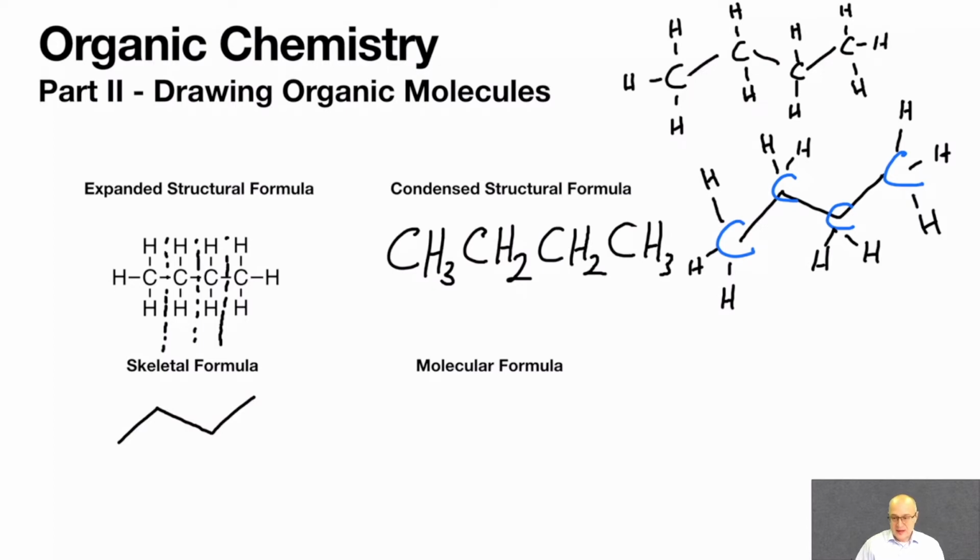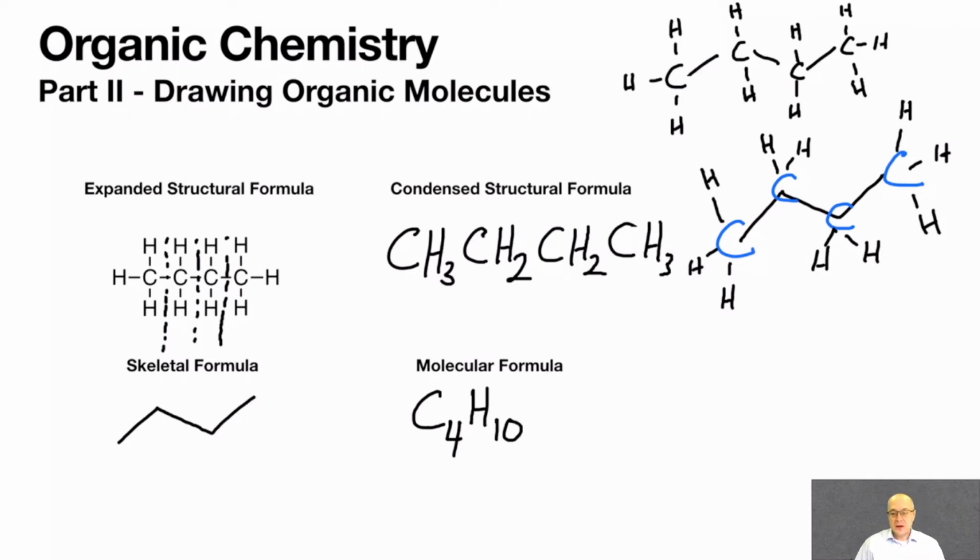Now the molecular formula is simply the total number of carbons, total number of hydrogens, and total number of any other atoms. In organic formulas, the carbon goes first, hydrogen always goes second, and then any other atom after that in alphabetical order. But first is always carbon, next is always hydrogen, and in this particular molecule there's 1, 2, 3, 4 carbons. And there's a whole bunch of hydrogens. 1, 2, 3, 4, 5, 6, 7, 8, 9, 10. So C4H10.